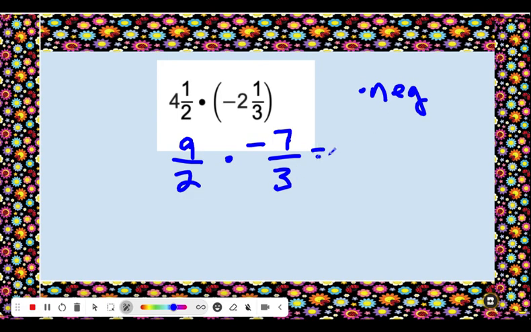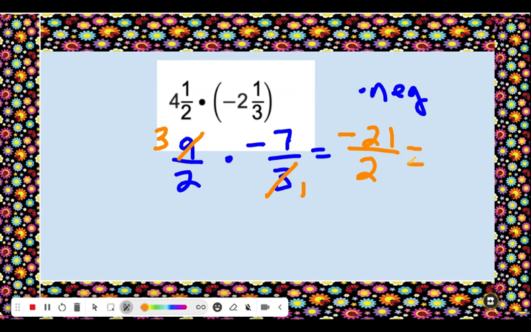I look to cross simplify. So my 3's, 3 divided by 3 is 1. 9 divided by 3 is 3. And then I multiply straight across. 3 times negative 7 is negative 21. 2 times 1 is 2.